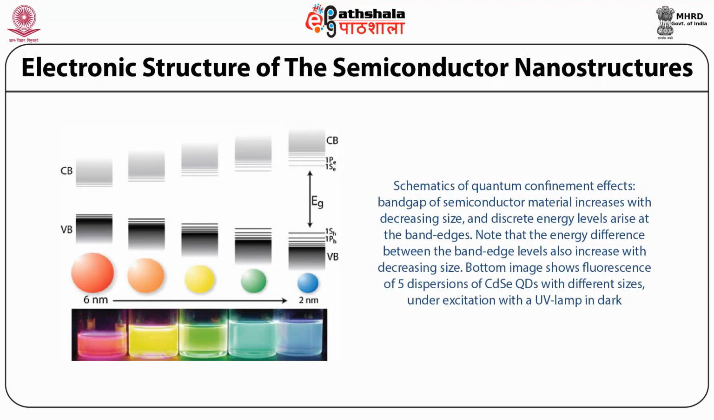So this figure shows the schematic of the quantum confinement effects. That is, the semiconductor band gap increases with decrease in size. Also, the energy levels become discrete at band edges, and the energy difference between the band edge levels increases with reducing size. The bottom image shows the fluorescence of five dispersions of cadmium selenide quantum dots of differing dimensions under UV excitation.